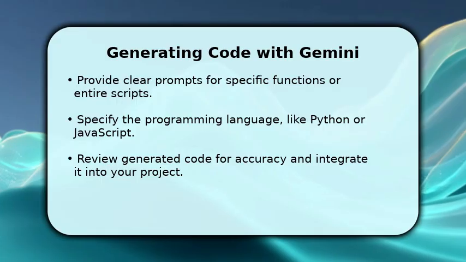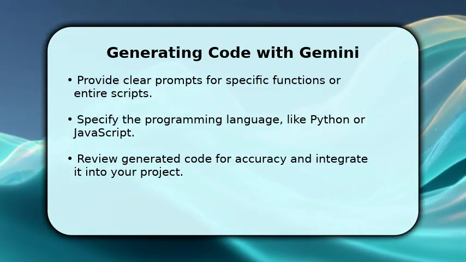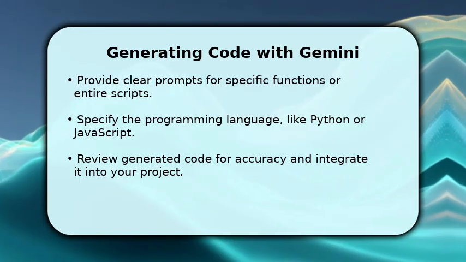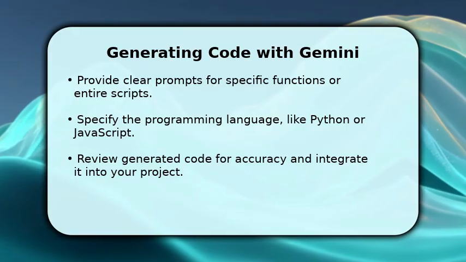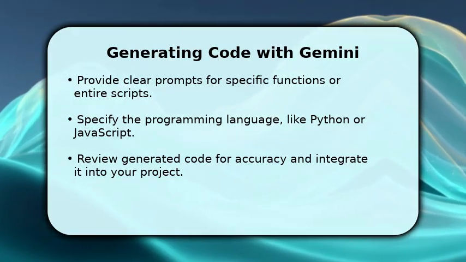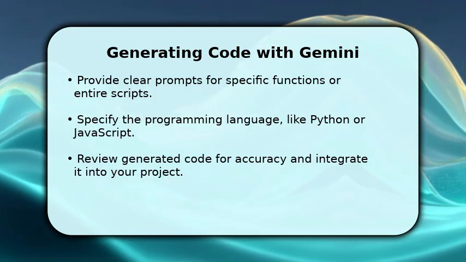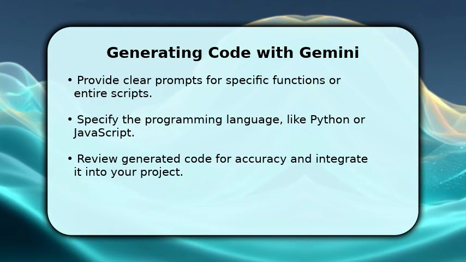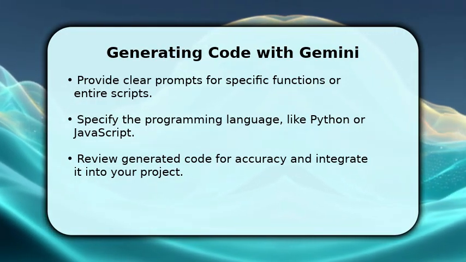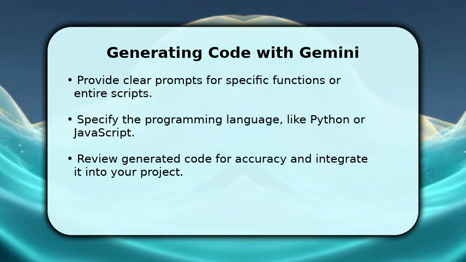Generating code with Gemini is straightforward. Simply describe what you need, for example, a Python function to sort a list, or a JavaScript snippet for form validation. Be as specific as possible with your requirements and the desired language. Gemini will then provide a code block you can review, test, and easily integrate into your project. This saves valuable time and helps you overcome coding blocks efficiently.